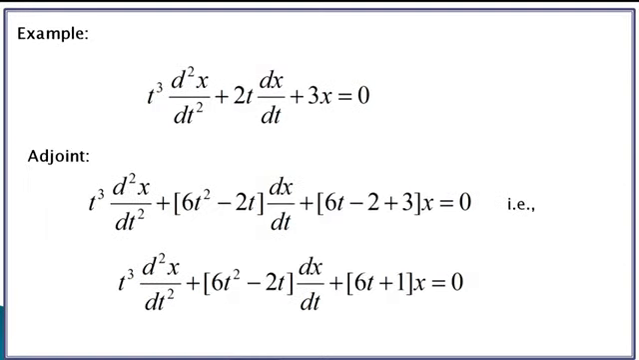Let's see an example where the equation is given and we find the adjoint equation of the given equation. You just see the definition, we have applied it and we have expanded the given equation in the form of its adjoint equation. So the first equation is the given equation and next is the adjoint equation, and if you simplify it, you will get the third equation.